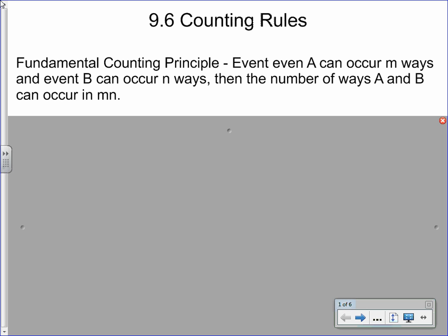Okay, so event A can occur so many ways. Event B can occur so many ways. If I want to see how many ways A and B occur together, then I multiply those two numbers. Okay, let's look at an example where we can figure out what's A, what's B, what's n, what's n.